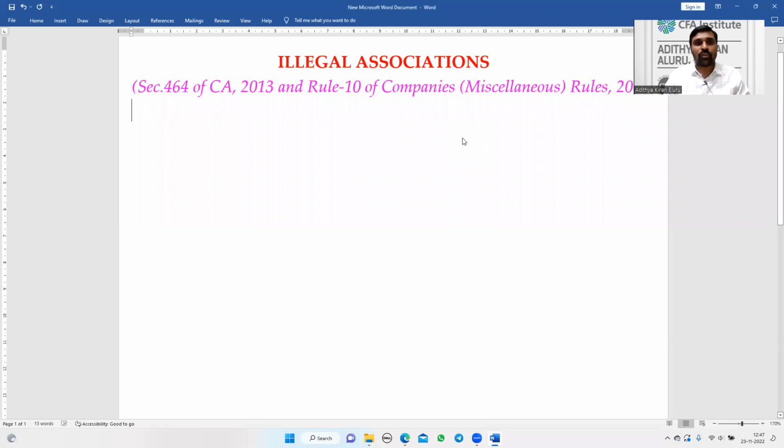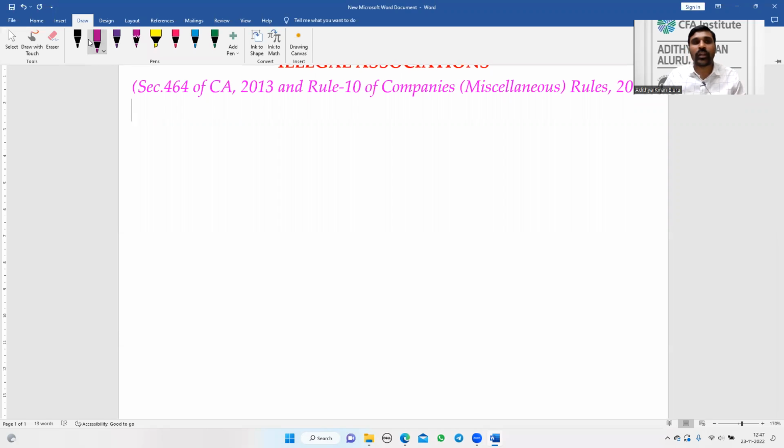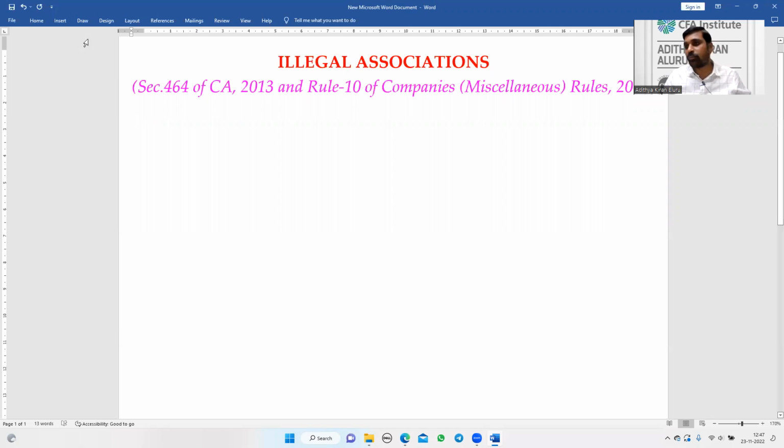Now we'll discuss section 464 of Companies Act 2013, that is illegal associations. In other words, when the registration of companies is mandatory. To whom is registration of companies mandatory? I'll take one entity or organization. You can call it an entity or an organization.